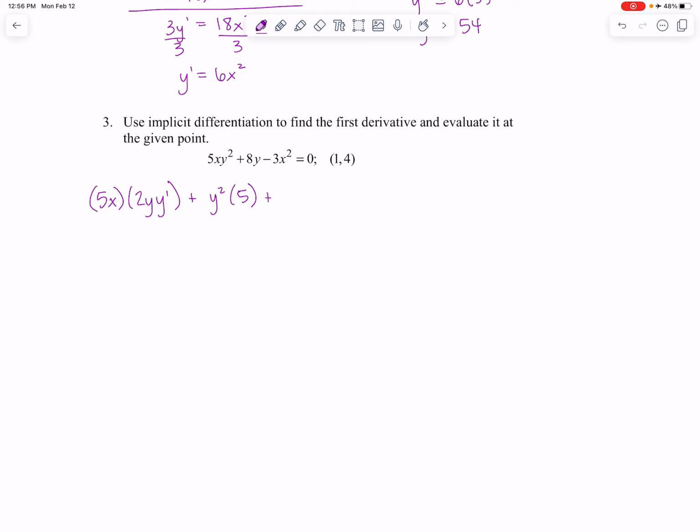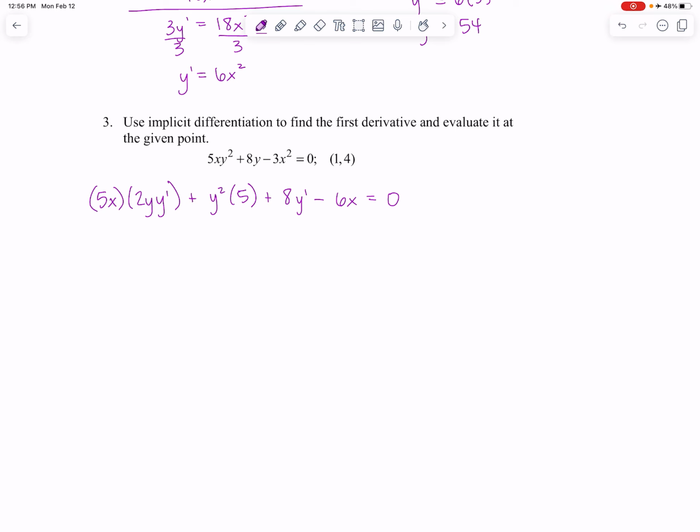The derivative of 8y, so 8, the derivative of y is y prime. And the derivative of 3x squared, 6x. Derivative of 0 is still 0. So in this case, we need to make sure that we are not forgetting our product rule. I'm sure we'll see one where we need to do a chain rule, a quotient rule. All of those rules are coming into play even with implicit differentiation.